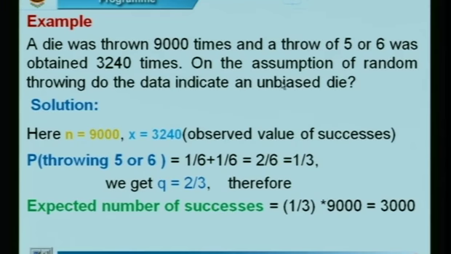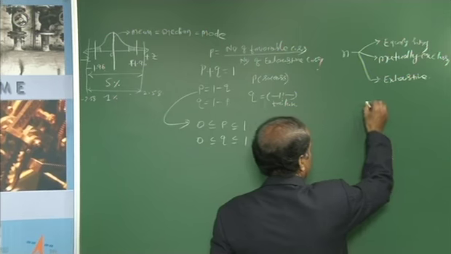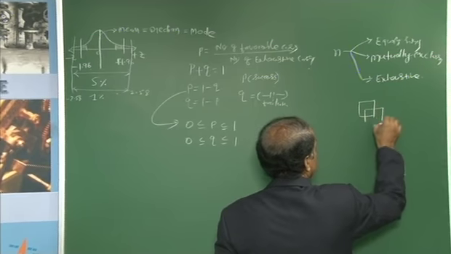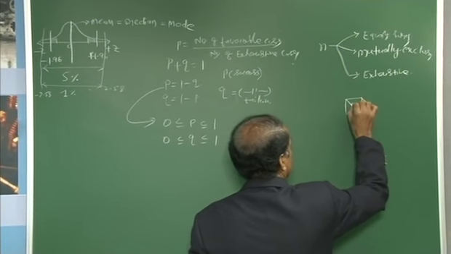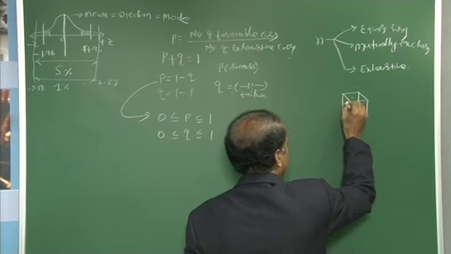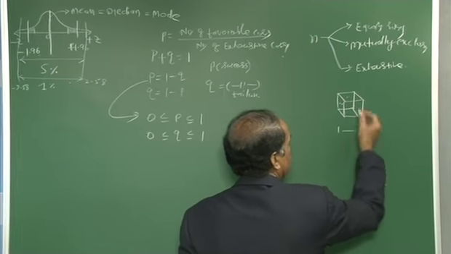The situation is like this: the die was thrown 9,000 times and a throw of 5 or 6 was obtained 3,240 times. This value, 9,000, is what I told you is n, that is the total number of exhaustive cases, the total number of outcomes. As you know, the die is nothing but a small cube, and marked on each surface in terms of dots, from 1 to 6 dots are there.